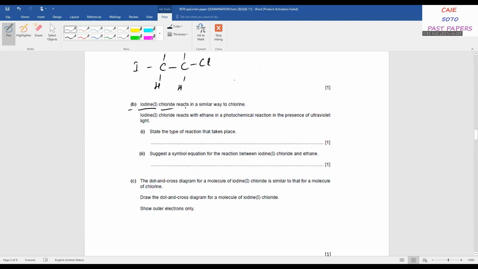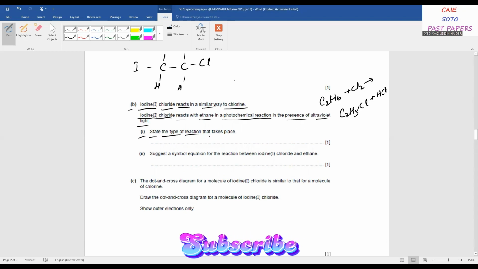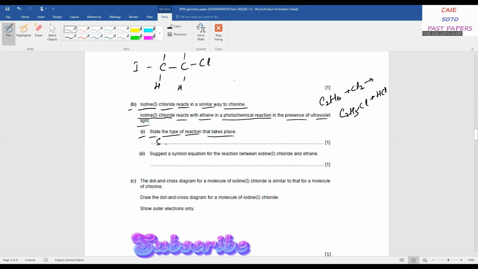B. Iodine 1 chloride reacts in a similar way to chlorine. Now, iodine 1 chloride reacts with ethane in a photochemical reaction in the presence of ultraviolet light. What will happen if chlorine reacts with ethane in a photochemical reaction? The formula of ethane is C2H6. Whenever it reacts, it will produce a substitution product C2H5Cl plus HCl. So if ICl is reacting in the same way, you can easily predict the product. First of all, state the type of reaction that takes place. The substitution reaction.